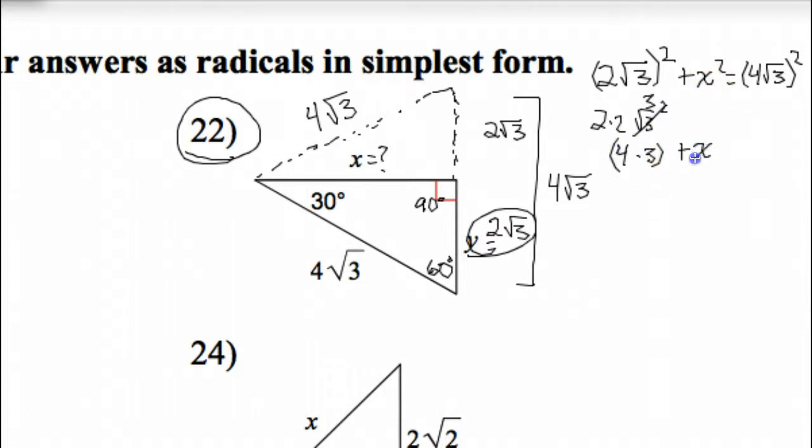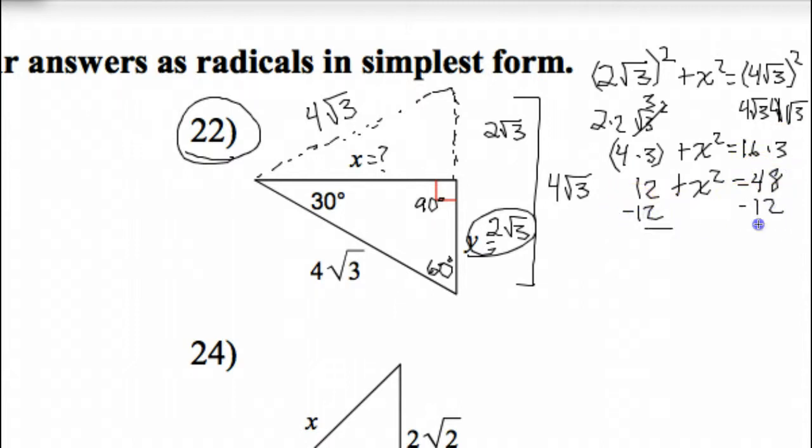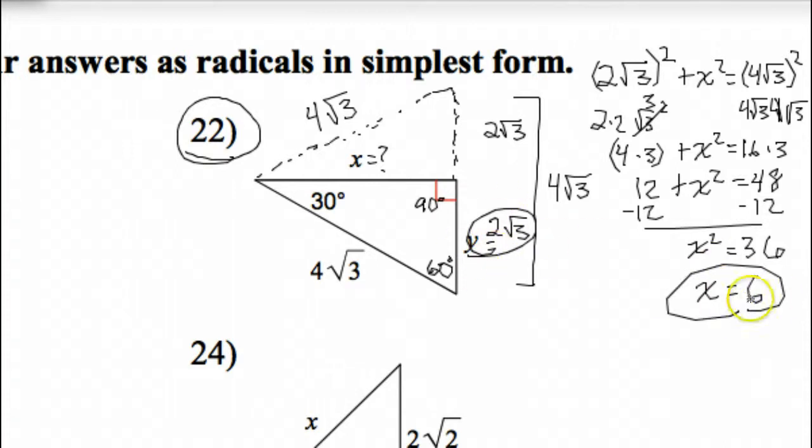Then we've got the x squared. Now similarly over here, that's 4 root 3 times 4 root 3. So it's going to be 4 times 4, well, that's 16. And square root of 3 times square root of 3, that's 3. So then I've got 12 plus x squared equals, well, it's 16 times 3. That's 48. All right, now let's keep going. If I subtract 12 from both sides, then I've got x squared equals 36. So x must equal 6. Cool, so I've got y equals 2 root 3 and x equals 6.